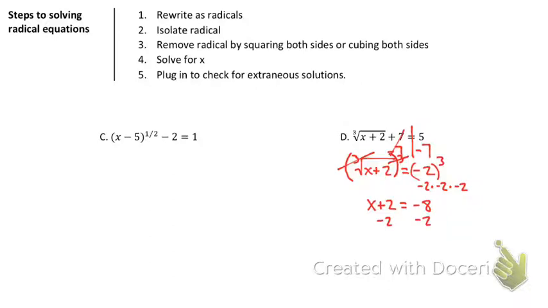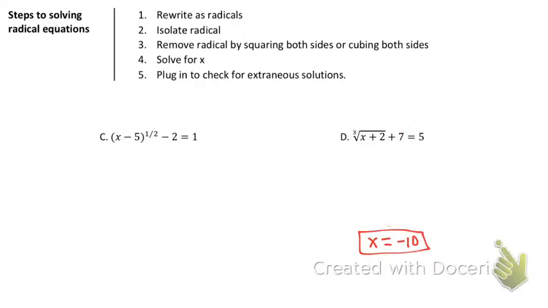And now we can do step 4, solve for x. Subtract 2, and x is equal to negative 10. Now we just got to check. Is this a solution or is it extraneous? So let's take x equal to negative 10 and plug it into our original problem. So we have the cube root of negative 10 plus 2, plus 7 equal to 5.